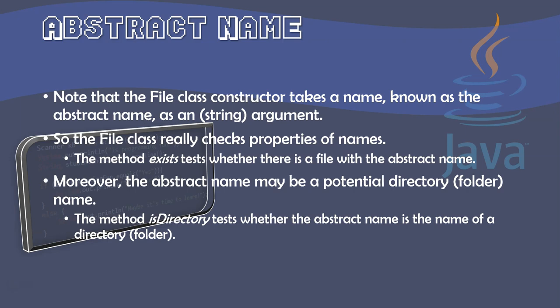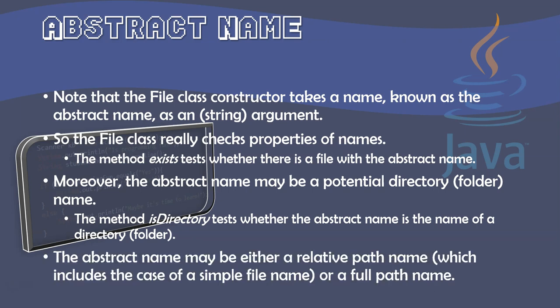Moreover, the abstract name may be a potential directory or folder, if you want to think about it that way. And then you could test to see whether it's a folder or file using the method isDirectory, which will test whether that abstract name is the name of a directory or not. Now, the abstract name may either be a relative path name, which includes the case of a simple file name, or it could be the full path name.